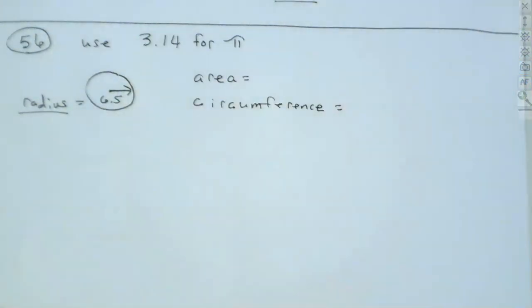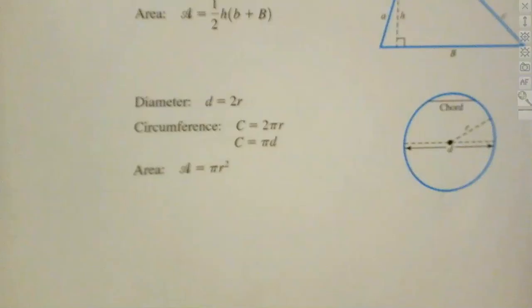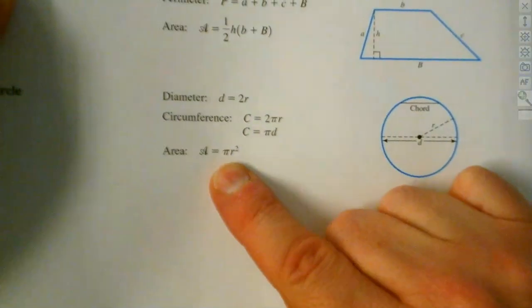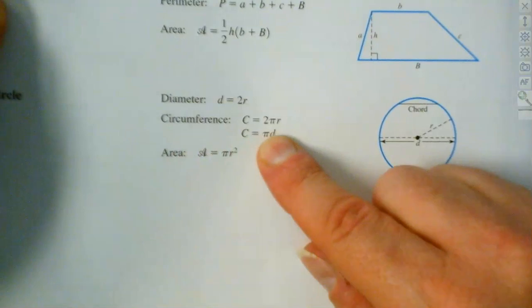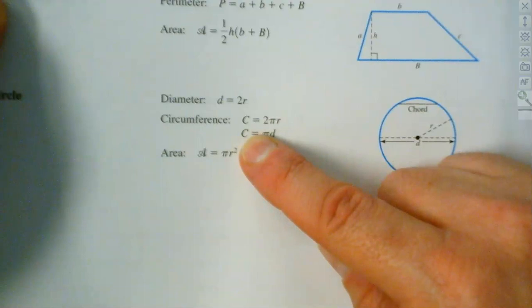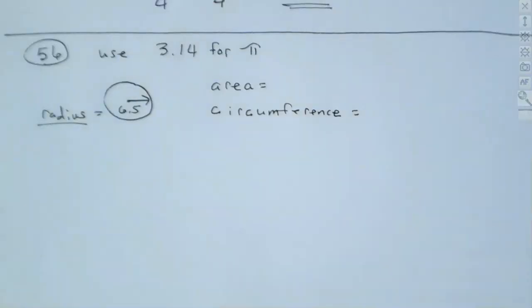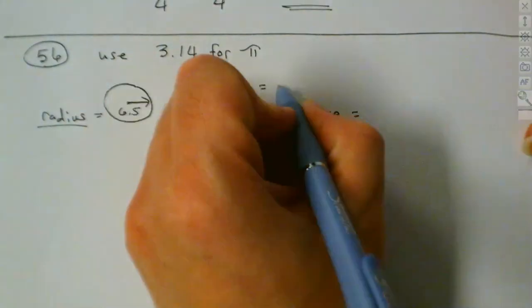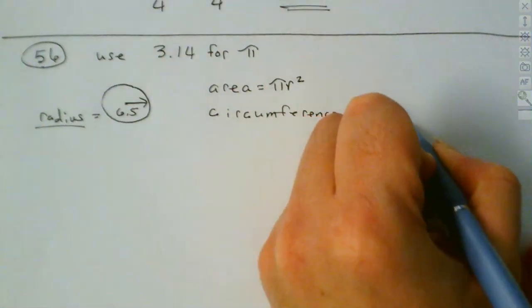Okay, so let's go to the back cover of our textbook and let's find our formulas that we're going to be using. This is a circle. Okay, there's our area, pi r squared. And now we have two different formulas for the circumference. Which one do we have? Do we have the diameter or do we have the radius? Radius, so we're going to use the 2 pi r for the circumference. So let's write down our formulas here. So we know the area is pi r squared, and the circumference is 2 pi r.